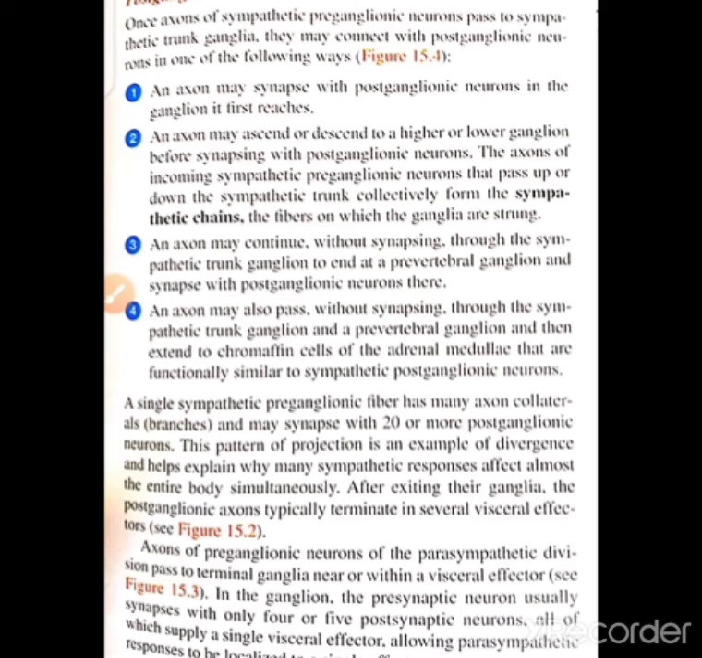Then an axon may also pass without synapsing through the sympathetic trunk ganglia and the prevertebral ganglia and then extend to chromaffin cells. This is the third type, in the adrenal medulla, that are functionally similar to the sympathetic postganglionic neurons.